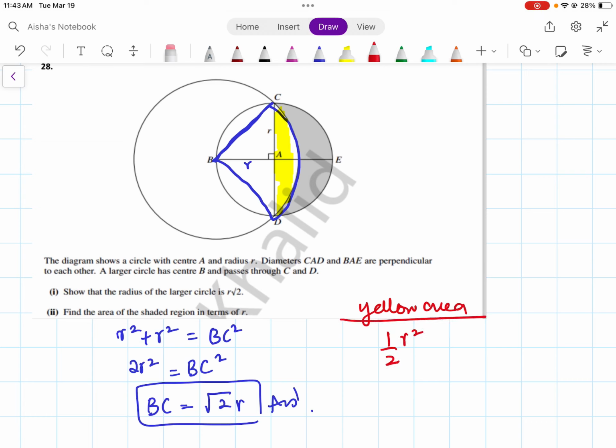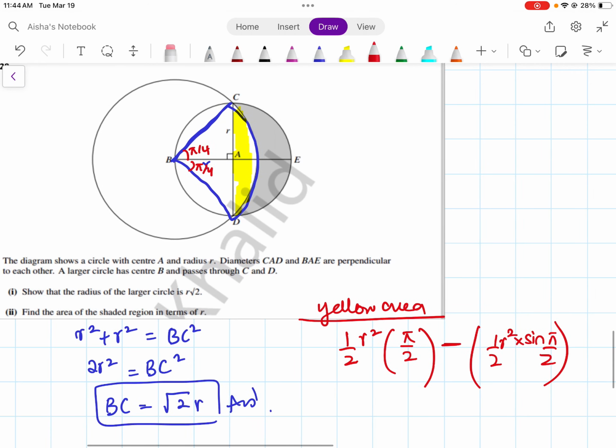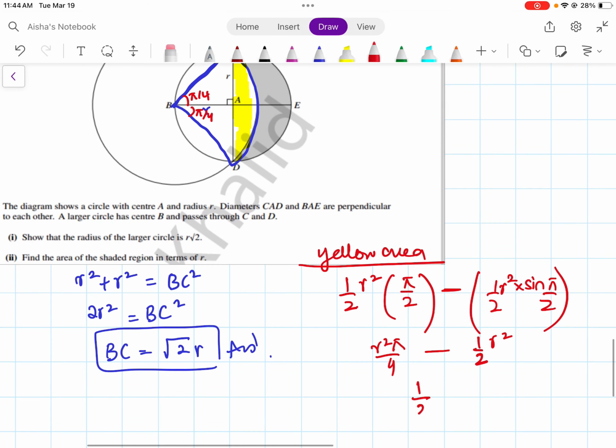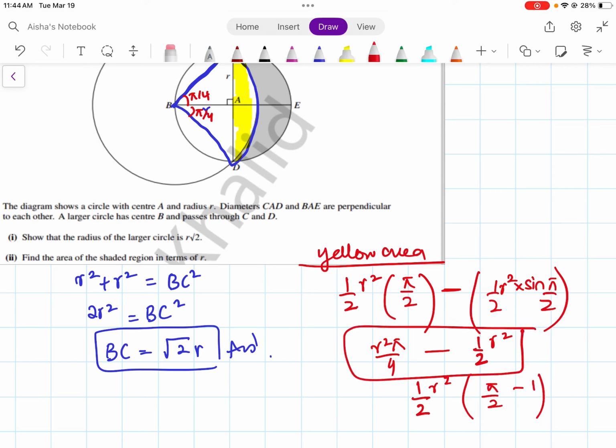Half r square, what is theta? This is r, this is r, this is pi by 4. Theta will become pi by 4 and pi by 4, so it's going to be pi by 2. Minus half r square into sine pi by 2. So my area of the sector minus the triangle is going to be r square pi upon 4 minus sine pi by 2, which is 1. So half r square. If you take half and r square common out, it's going to be pi upon 2 minus 1.